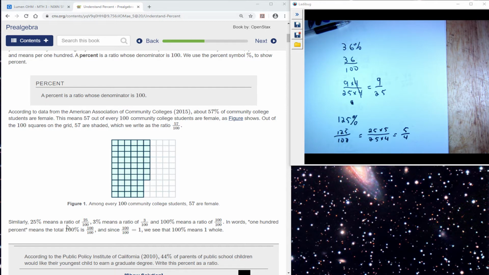So 25% will be 25 over 100. 3% is 3 over 100. 100% is a ratio of 100 over 100. And anything over itself is equal to 1. So 100% means 1 as a decimal.